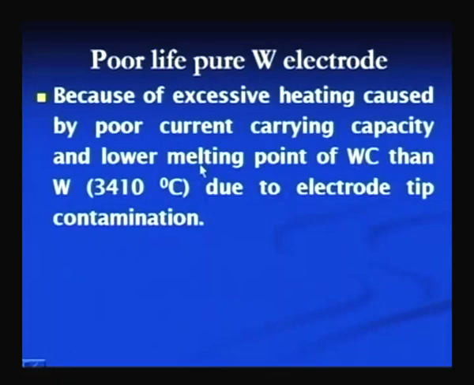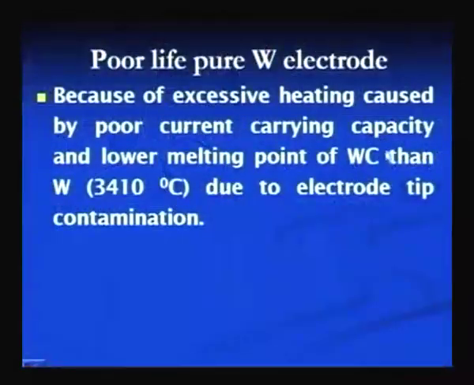The poor life of the pure tungsten electrode is attributed to the excessive heating caused by its poor current carrying capacity, and the lower melting point of the tungsten carbide, which is formed due to the contamination during the welding. So here, as I have said, pure tungsten electrodes have poor current carrying capacity. So, the flow of the current through the tungsten causes electrical resistance heating, which in turn degrades the life of the electrode.